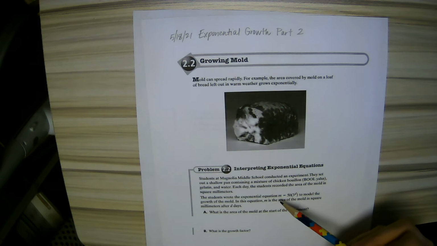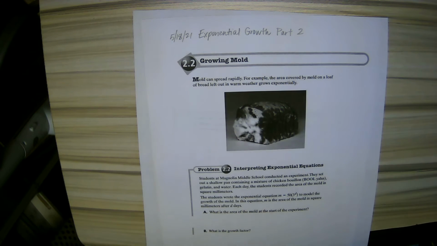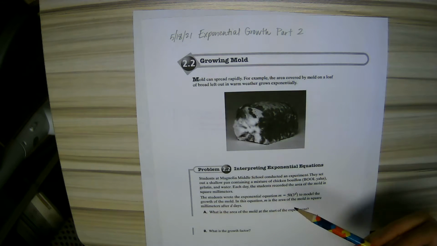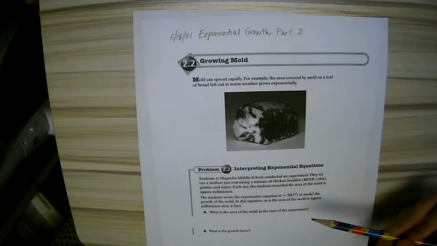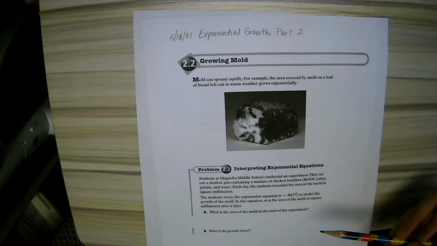So students at Magnolia Middle School conducted an experiment. They set out a shallow pan containing a mixture of chicken bouillon, gelatin, and water. Each day the students recorded the area of the mold in square millimeters. The students wrote the exponential equation, m equals 50 times 3 to the d, to model the growth of the mold. In this equation, m is the area of the mold in square millimeters after d days. So what is the area of the mold at the start of the experiment?